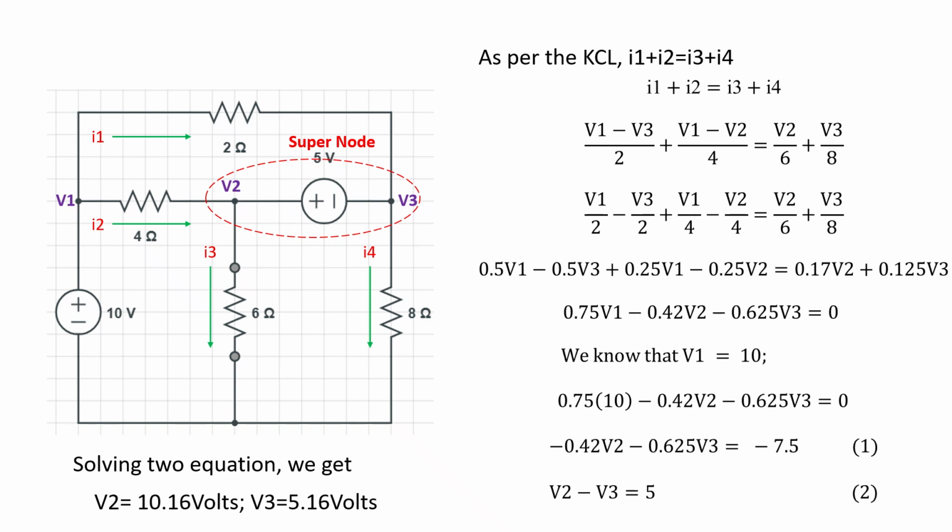Then as per the question, V2 minus V3 is equal to 5. Solving these equations, we get V2 equal to 10.16 and V3 equal to 5.16. This is the voltage we got at V2 and V3. It is not 5 volt. It is the voltage which comes after solving these equations.